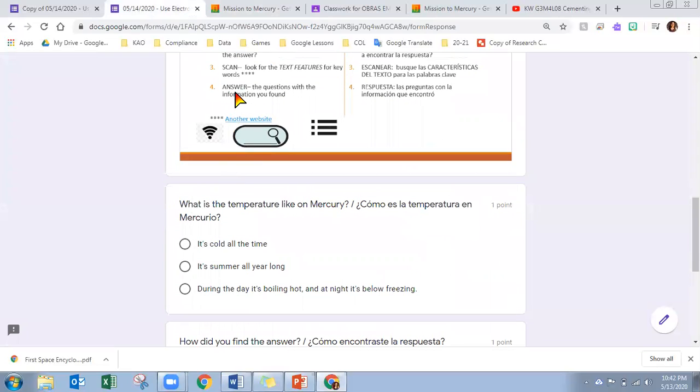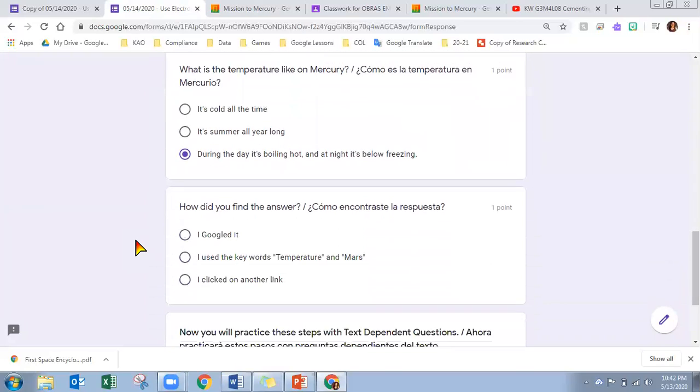Our step 4 is to answer the questions with the information you found. So it says, it's cold all the time. No, because it said it was kind of hot. It's summer all year long. No, it didn't mention summer really. It just said it's really, really hot and really, really cold. During the day, it's boiling hot, and at night, it's below freezing. That sounds about right. I'm going to go ahead and click that one.